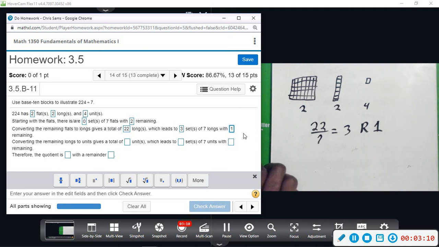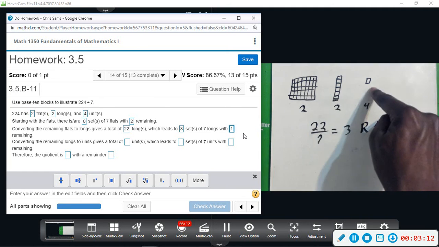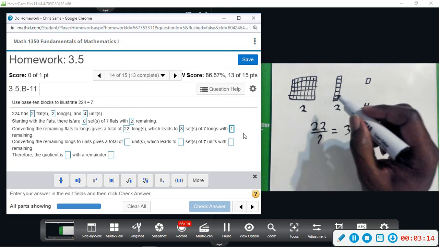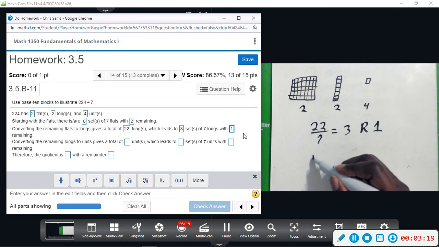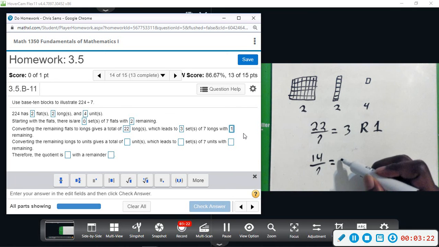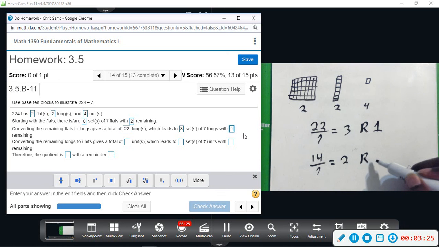Alright, so that 1 is a group of 10. We're going to convert that to 1. So 10 times 1 is 10, plus these 4 will give us 14. And we're going to divide this into groups of 7, and that gives us 2 with 0 remaining.